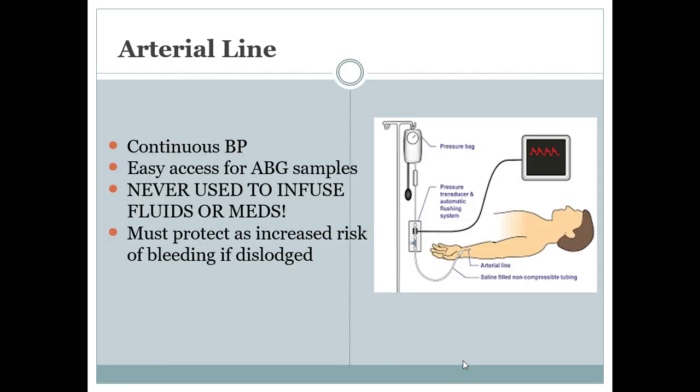All right, so we're going to look into some of the central lines that we've talked about a little bit. First we're going to start with the arterial line, which you'll see in critical care units. Having an arterial line allows for continuous blood pressure monitoring and easy access for ABG samples. So it's very important to have this for our shock patients. It's never used for infusing fluids or medications, never. You want to protect that site since it's an artery. There's definitely an increased risk of bleeding or dislodging.